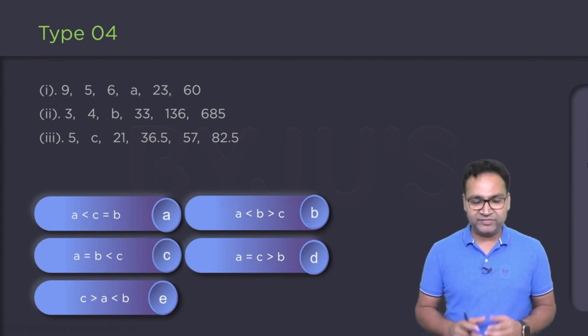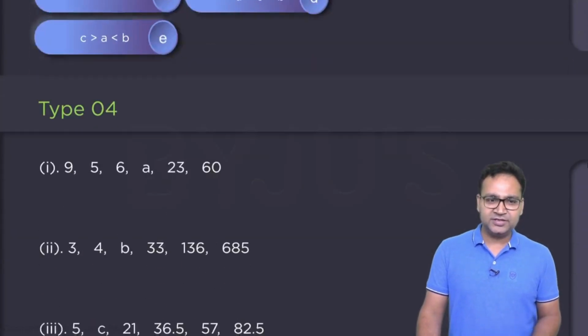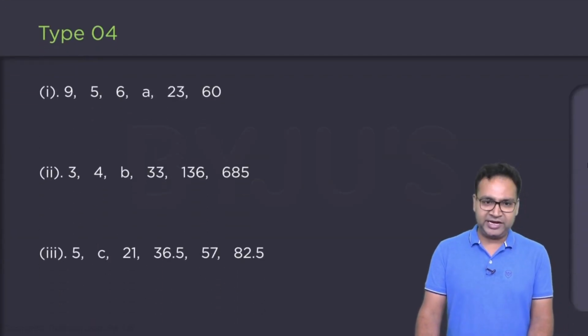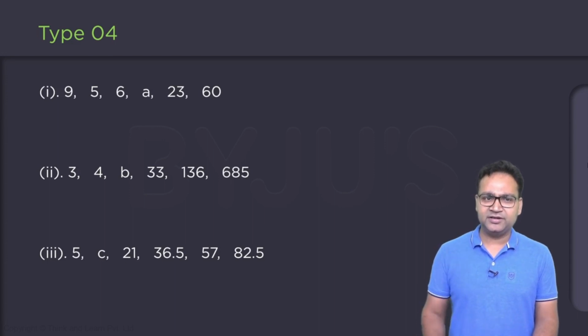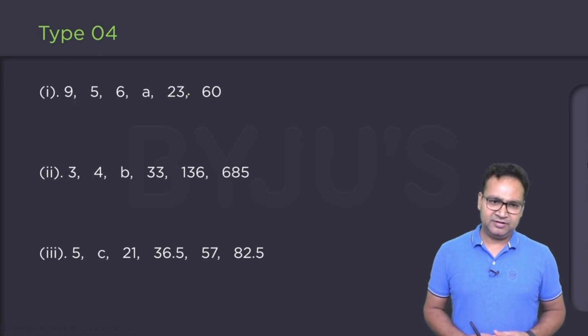So obviously I need to have space to solve the 3 number series. So let's look at this and try to figure out what exactly can be done. Look at the first number series and figure out what exactly can be done here. First number series: 9, 5, 6, 23, 60. So tell me guys, is it difference based?